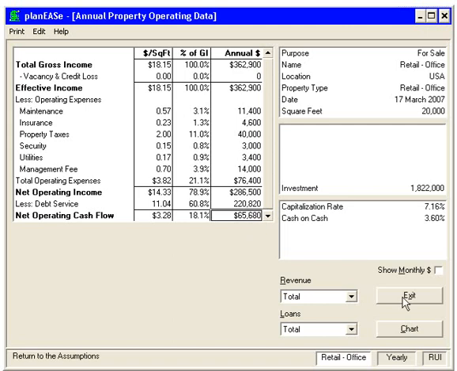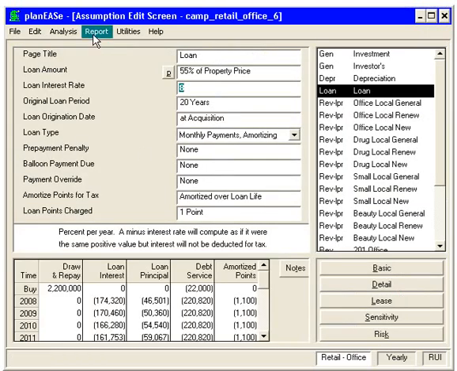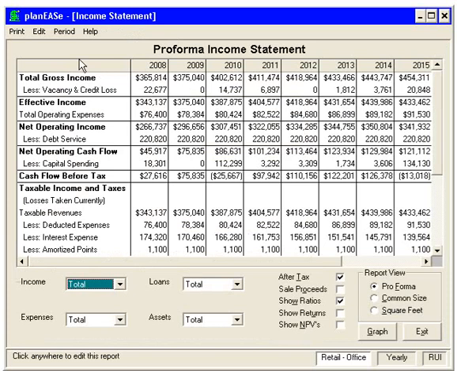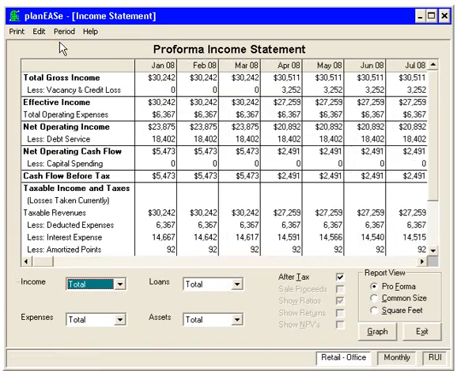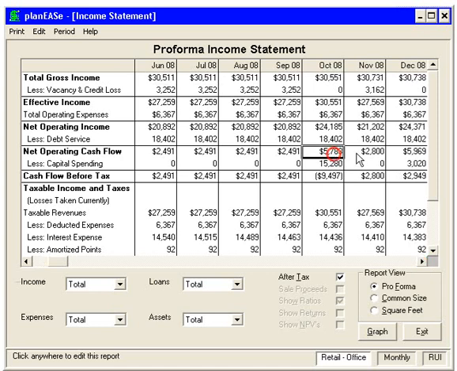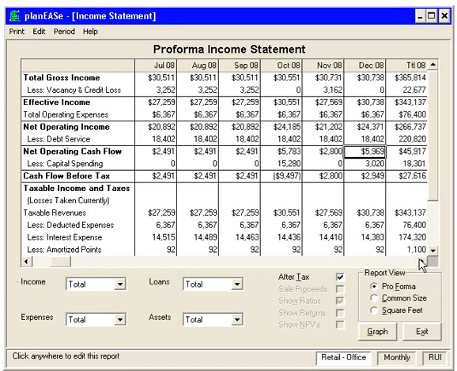Now, let's click on Exit and go to the income statement, and let's look at the first year monthly. And here we have the net operating cash flow. And you can see it decreases in April 2008, so in the third month. That's because one of our spaces goes vacant, and we think it's going to be vacant for a number of months. And then we have some changes at the end, and our net operating cash flow is less than the $68,000.